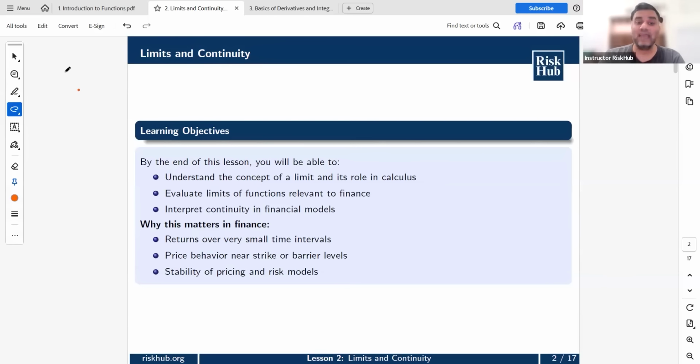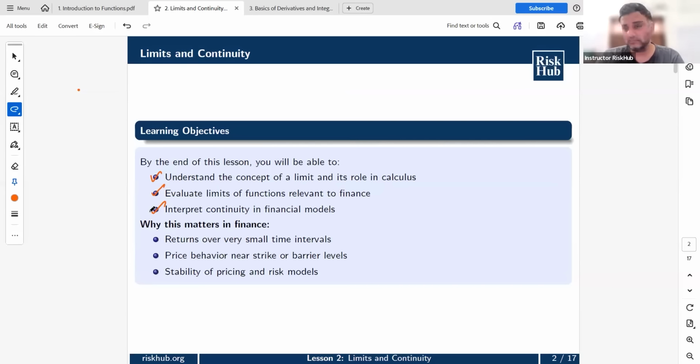Then we'll talk about evaluating limits. Evaluating limits means calculating the value that the function approaches, even if it does not exactly reach it. Then you have continuity. Continuity means the function changes smoothly without sudden jumps.